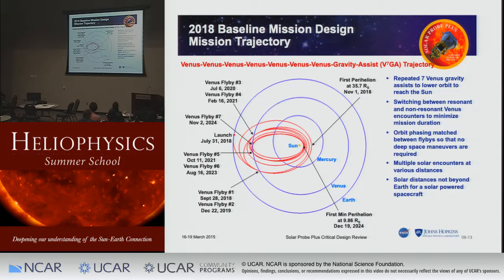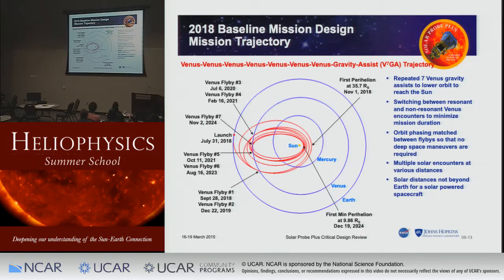Each time we burn the thrusters, we change the angular momentum of the spacecraft, and that drops the perihelion down on the next pass. And after the 7th one, we have our first minimum perihelion at 9.86 solar radii. So that's, in principle, the closest we get to the sun. And again, that's from the center of the sun, so 8.86 from the photosphere. And that occurs in 2024. So that's basically the mission design.